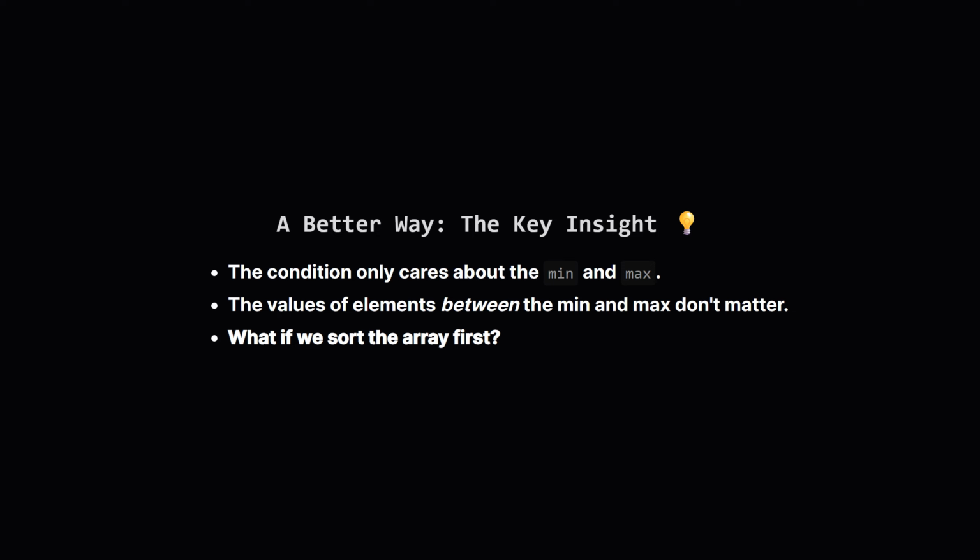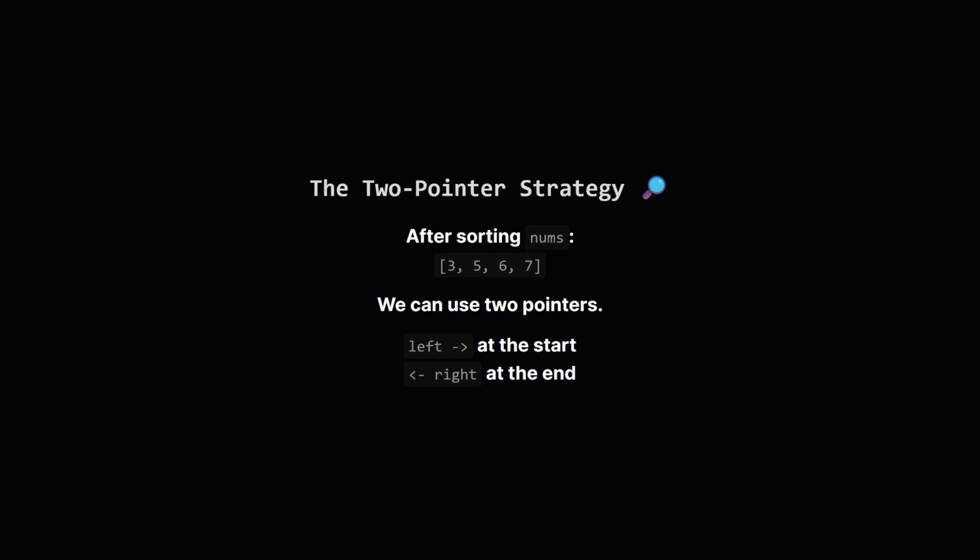Let's rethink this. The condition only cares about the minimum and maximum values in a subsequence. The order of the numbers in between doesn't affect the sum at all. This is a huge clue. What if we sort the original list of numbers first? If the list is sorted, this could simplify things a lot. Now that our list is sorted, let's try a 2-pointer approach.